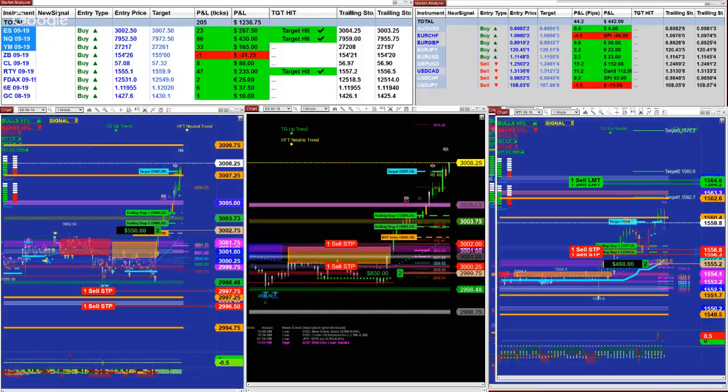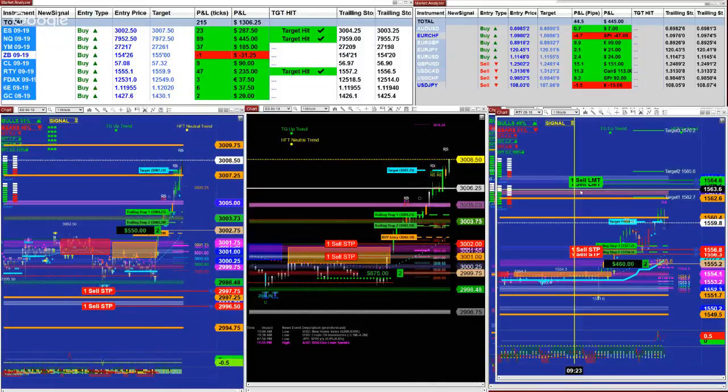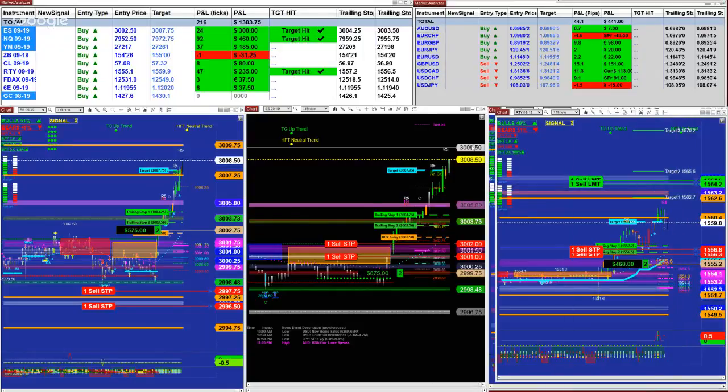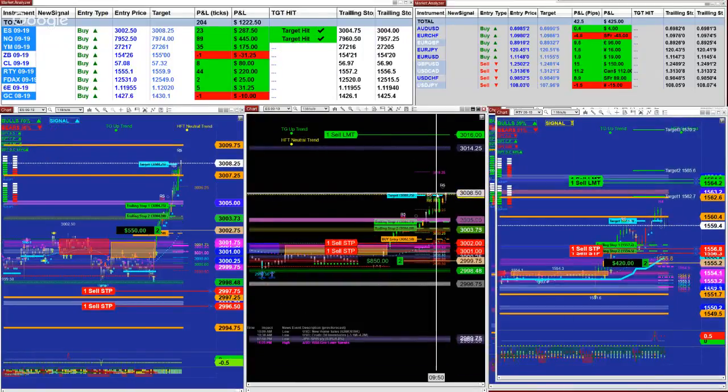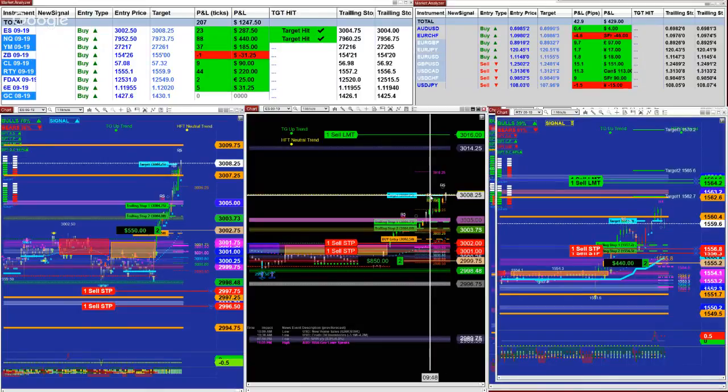We are getting the ES a little bit over the target, and the Nasdaq is not stopping. There is a lot of beef on it. It just hit the target, the Nasdaq.